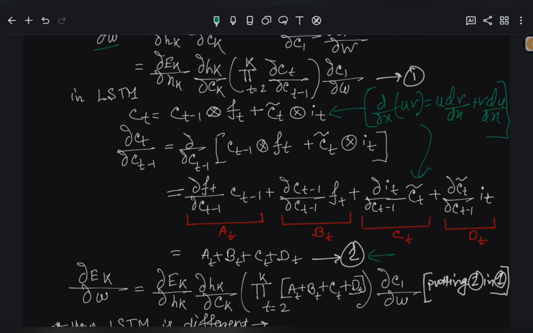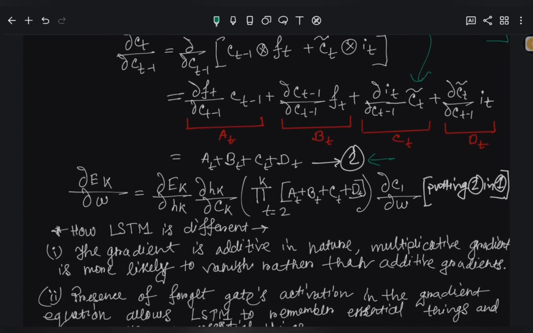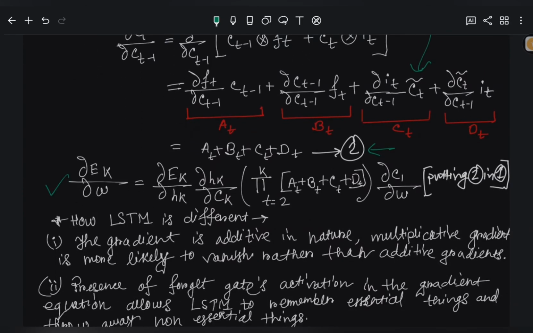Now we can put back equation 2 into equation 1, and we can get the final equation for del Ek by dW, right? So you can see, in case of RNN, this term was a multiplicative term, right? But in case of LSTM, this is an additive term, right? Now how can LSTM solve the vanishing gradient problem? Because this term is additive in nature, so if all these values are very small, and we sum that, it will not vanish like what we were seeing in case of RNN.